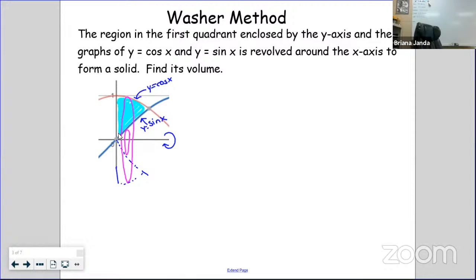Okay. Questions so far? So our radius is going to go from our axis. There's our smaller radius. Bigger radius is going to go all the way up to that top function. So instead of looking at a singular disk, we'll look at a singular washer with that hole in the middle.